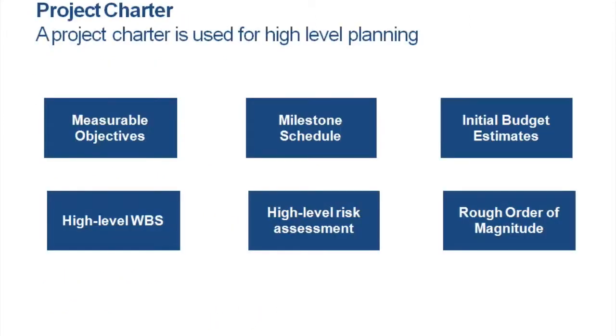Okay. So the project charter is used for high-level planning. It gives you the milestone schedule, the initial budget, the high-level work breakdown structure, a high-level risk assessment, and a rough order of magnitude of how much things will cost. Rough order of magnitude could be off by plus or minus 50%. So you might estimate $1 million, and it might end up being $2 million, because everything's very high level right now. The main thing of the charter is defining why this project is happening and, at a high level, what needs to be done to make that happen.